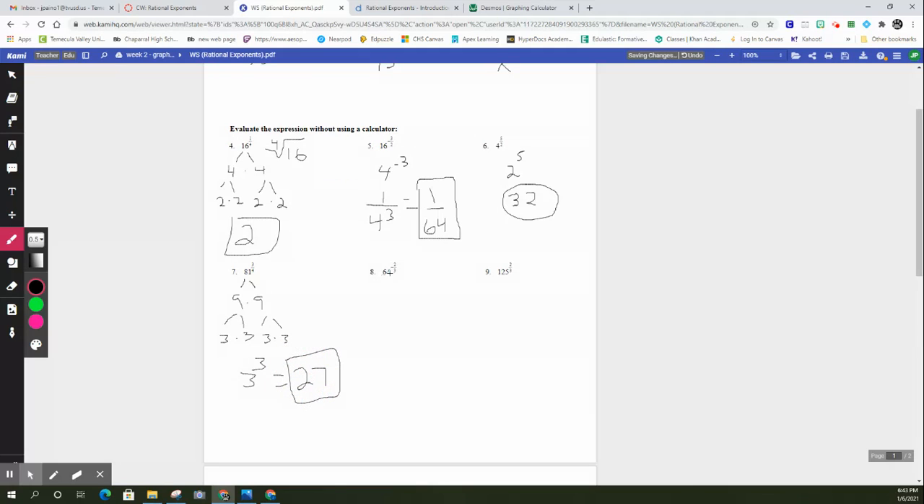All right, now this is 64 to the negative 2/3. Since we already did 4 cubed is 64, we know the cube root of 64 is 4. So this is 4 to the negative second. So that's 1 over 4 squared. So 1 over 16.